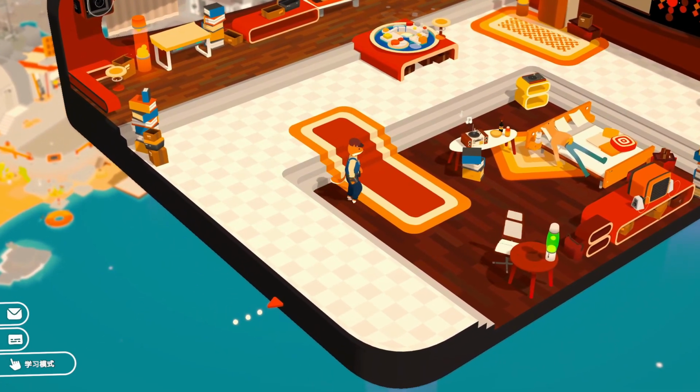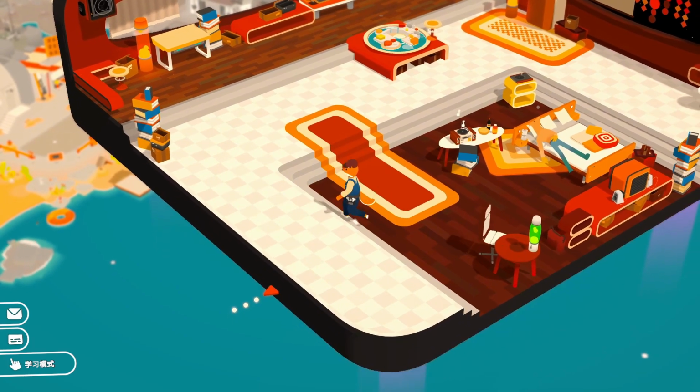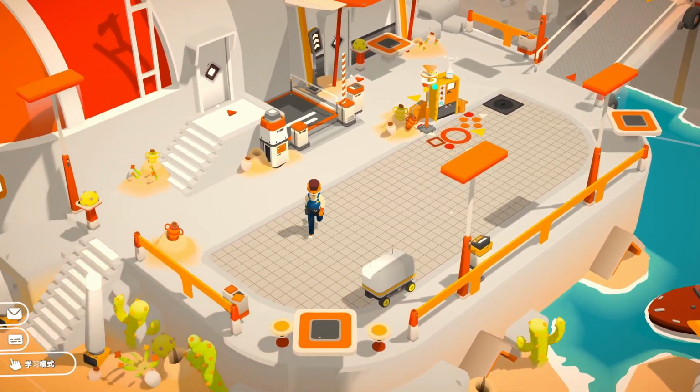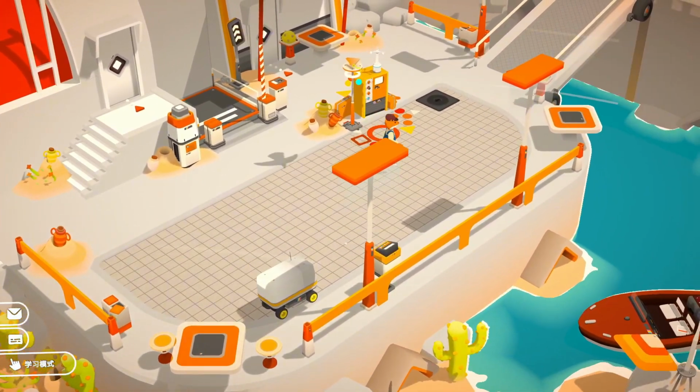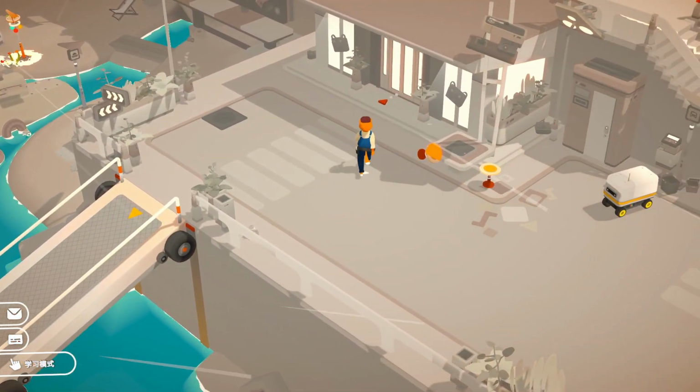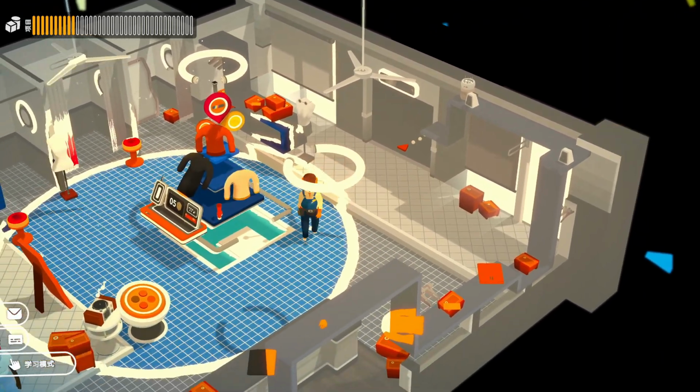Now let's go to other places and find some nouns to learn. As you can see, I made progress in the game. More places are accessible to me. So let's go and find something to learn. Can we go here?